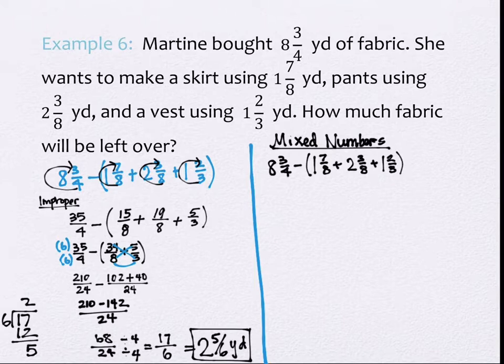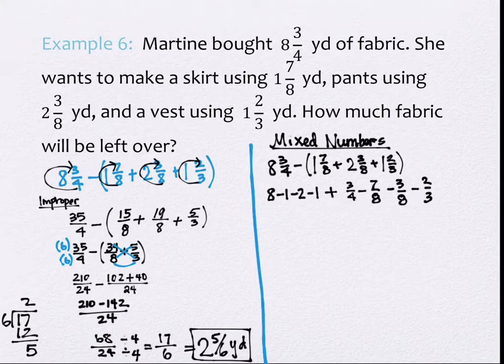Okay, so I can group all the whole numbers together, and I can group all the fractions together. And in this approach, it probably does make sense to distribute that negative through so that I can group them more conveniently. So in particular, I have 8 minus the 1 minus the 2 minus the 1, all the whole number parts, plus, and then I have 3/4 minus the 7/8 minus the 3/8 and minus the 2/3.